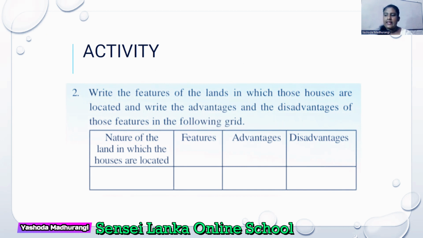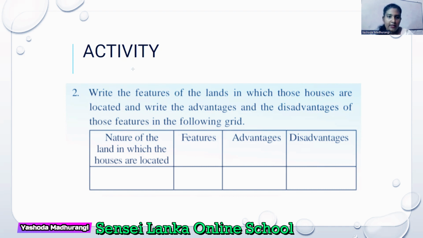Once again, there is an activity for you. Look at this activity. All of you look at it. It is also there in your school textbook. Write the features of the lands in which those houses are located and write the advantages and disadvantages of those features in the following grid. Do you understand this? It is connected to the earlier 8 pictures.